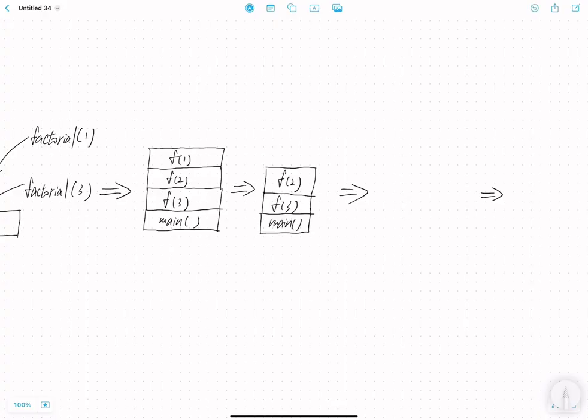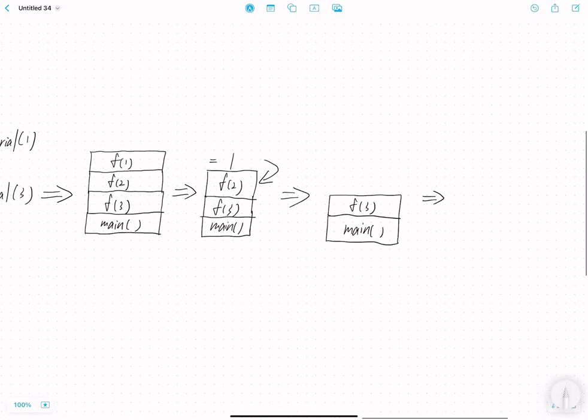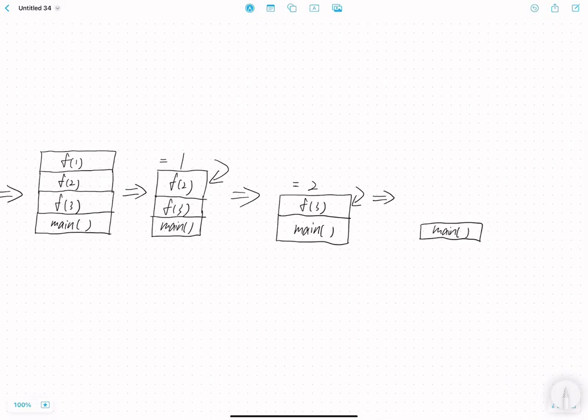Then factorial 2 uses the result returned from factorial 1, calculates and returns its result, and is popped off. Finally, factorial 3 uses the result returned from factorial 2, does the final calculation and is popped off. And the final result is returned to the main function.